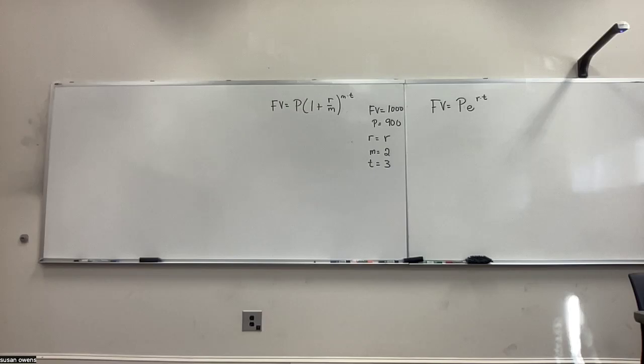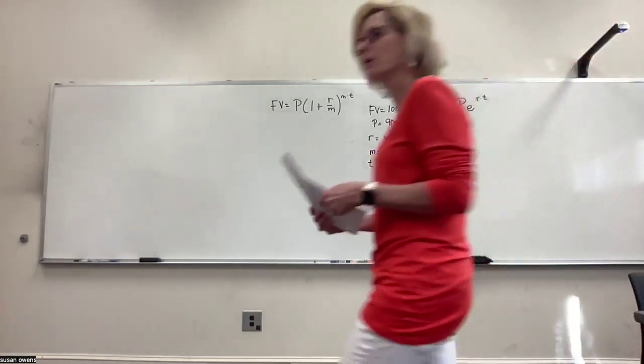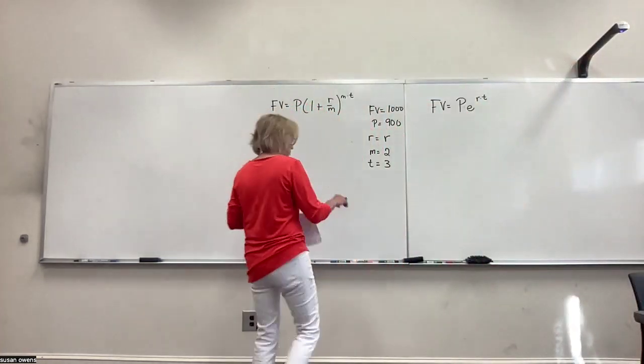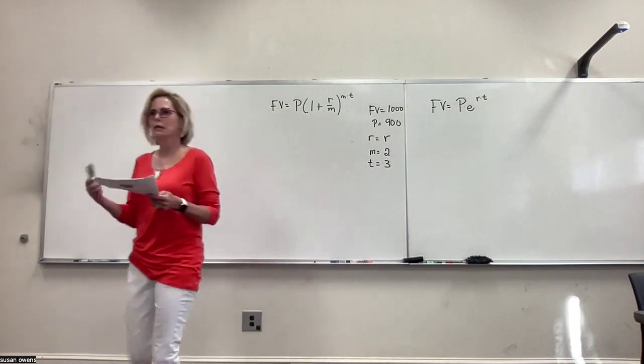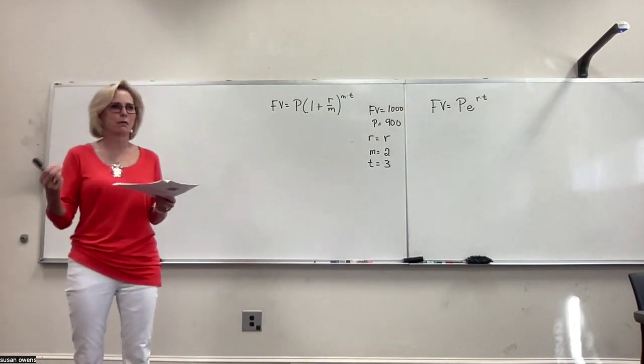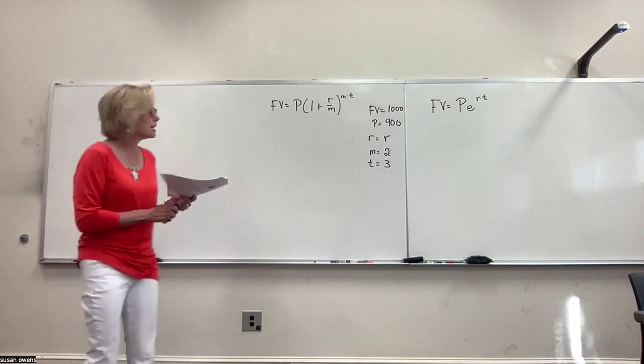Whatever you did was right. Guys, you gotta carry these out enough decimal places that you see the difference, okay? Because they should be different interest rates if one's being compounded monthly and one's being compounded continuously. We want to be able to see where that difference is, okay?